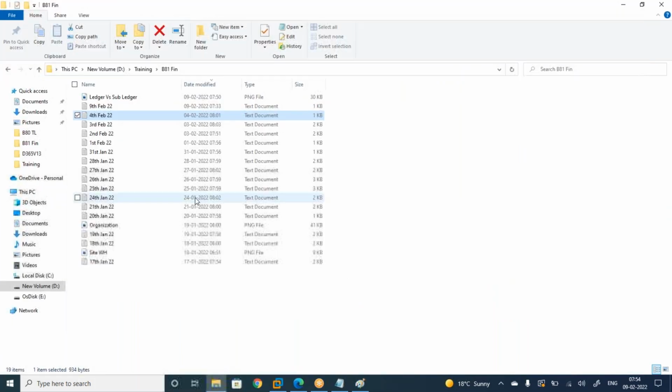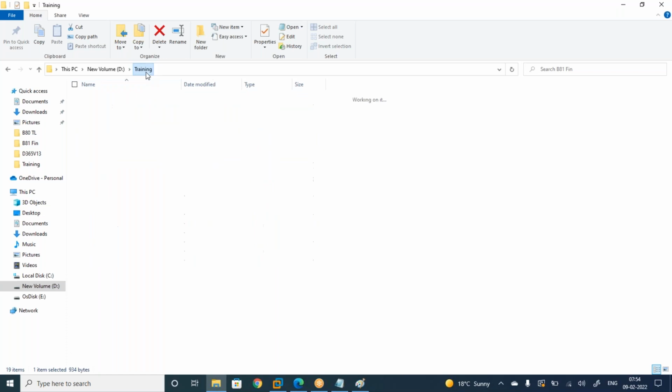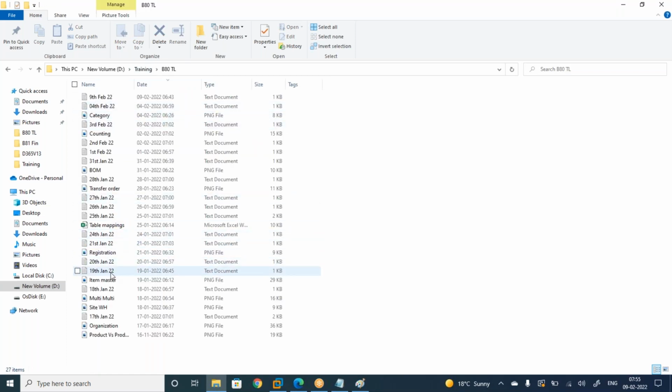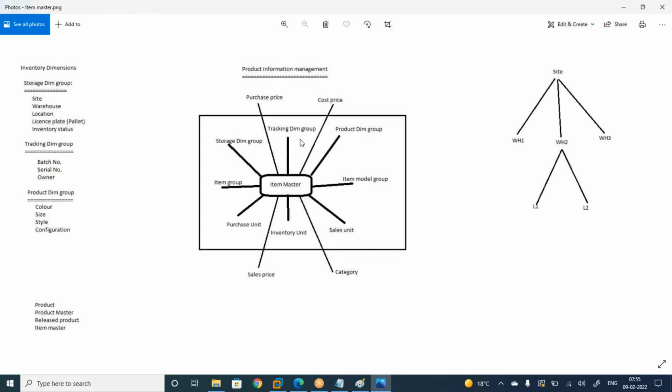Whether I have discussed it or not, give me a minute. Item master creation, I have not discussed. Tomorrow I will give you a brief about what this item master is, and we'll discuss it once again. This is purely a trade and logistics topic, but I will give you a brief tomorrow. It is a high level input you need to know.